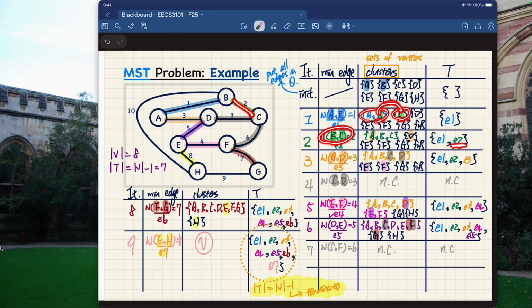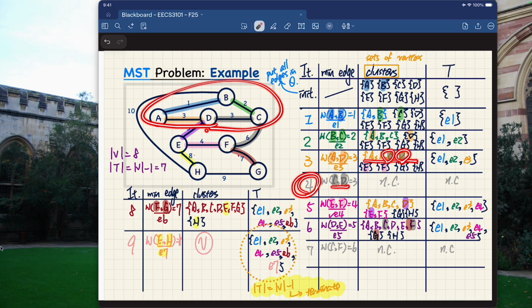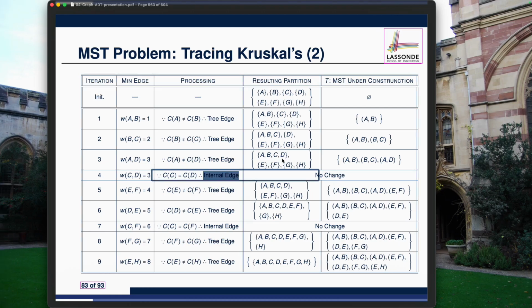Case number two: in iteration number 4, we're considering C and D. At the moment, C and D are in the same cluster. You can see we already built this minimum spanning tree so far. That's what we got. And now for C and D, it's really connecting from C to D in the same cluster. In that way, we shouldn't connect it, otherwise we get a cycle in the minimum spanning tree. So this one here is called an internal edge. That's what you will see on the table here. So you also want to distinguish between what a tree edge is and what an internal edge is when we are building the minimum spanning tree.